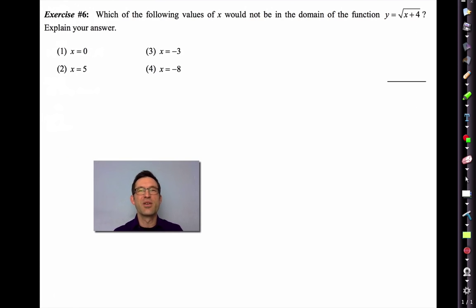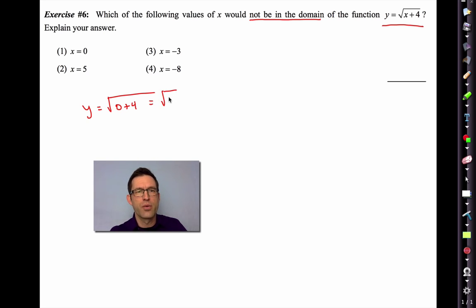All right, let's take a look at one involving a square root. It says, which of the following values of x would not be in the domain of this function? Explain your answer. Well, why in the world would we not be able to put a value of x in there? Well, let's try x equals 0 for a second. If I put 0 in here, I get the square root of 4, and well, that's equal to 2.